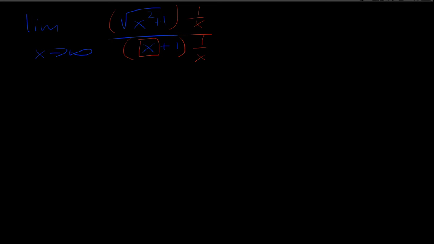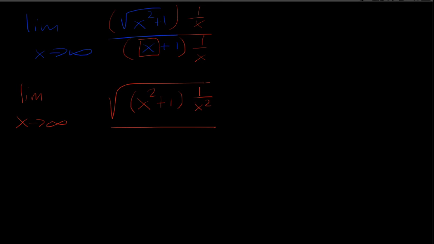Here we want the 1 over x to go inside the square root. So in order for it to go inside the square root, we're going to rewrite it as 1 over x squared. So we're going to have x squared plus 1. And now the 1 over x will appear as 1 over x squared. And on the bottom, we're going to distribute the 1 over x to get 1 plus 1 over x.